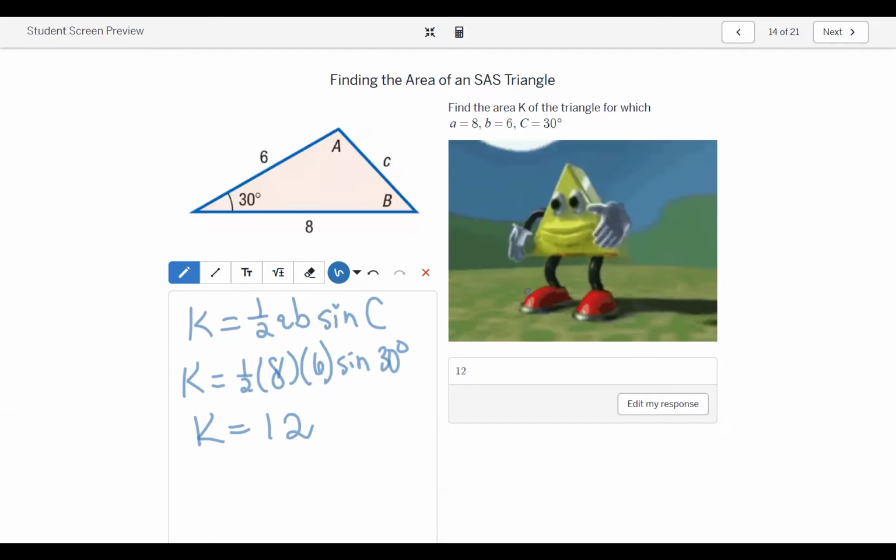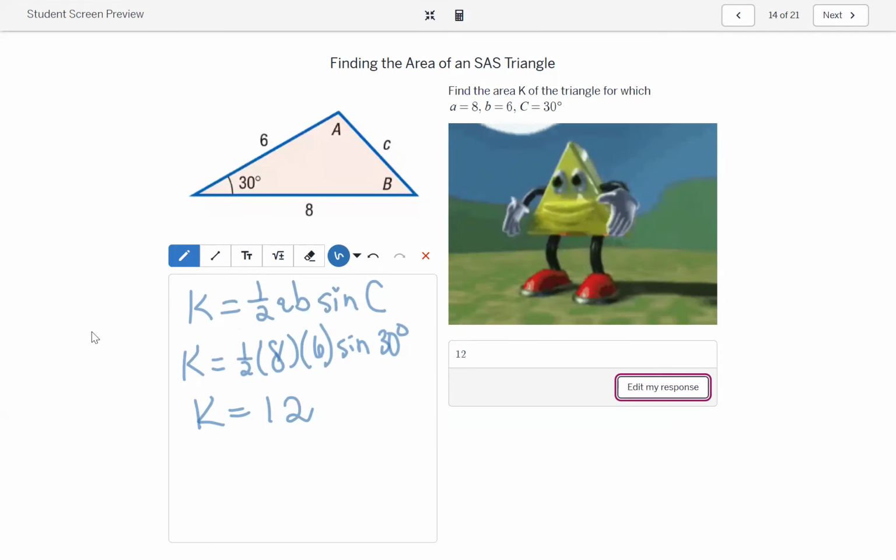I don't even remember if this formula shows up in the homework. It's just more of a, here's a formula for the area of any triangle if you know two sides and the angle in between them.